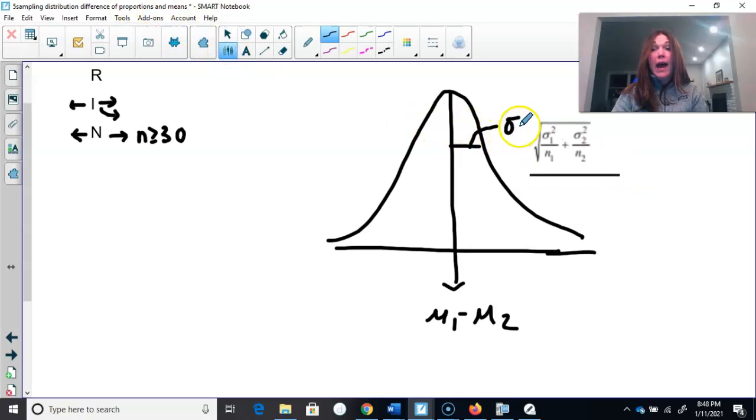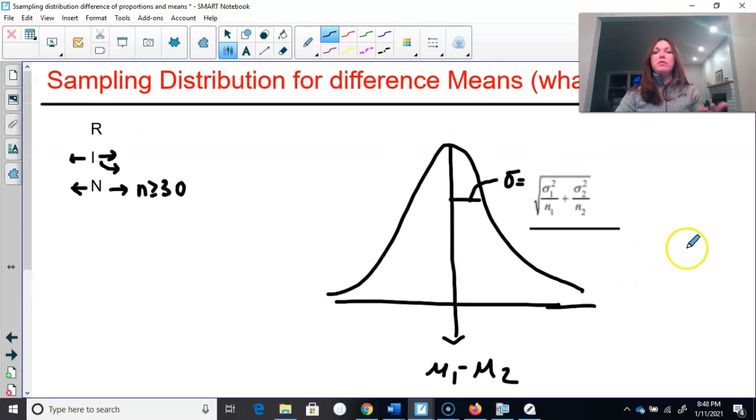So when you're asked to describe the sampling distribution for the difference of means, you're going to say normal, as long as these conditions are met. Normal with a center of mu of 1 minus mu of 2. And a standard deviation, you take the standard deviation of the first population, square it over the sample size, plus the standard deviation of the second population, square it over the second sample size. So first sample size, second sample size.